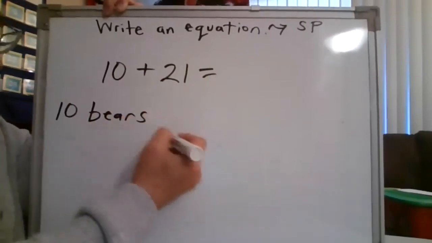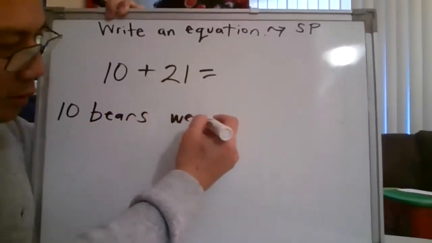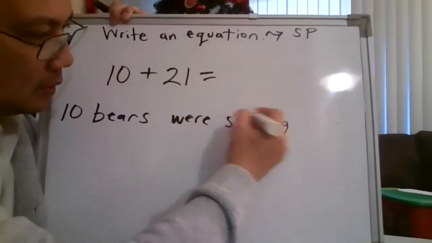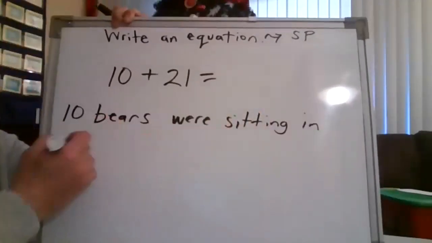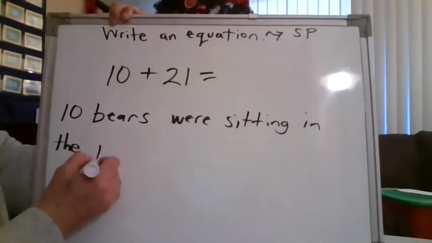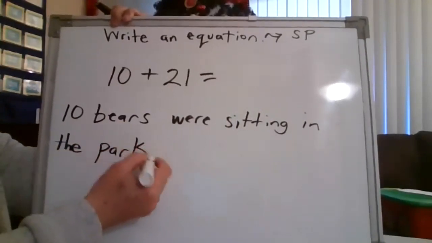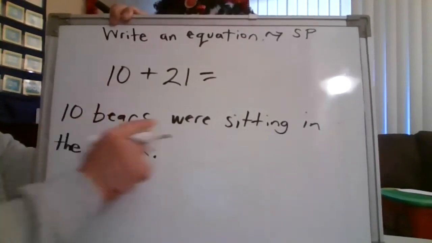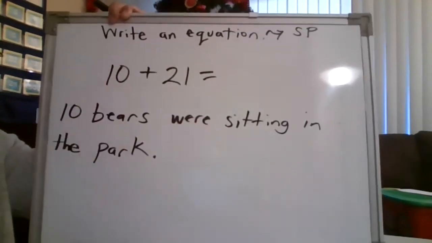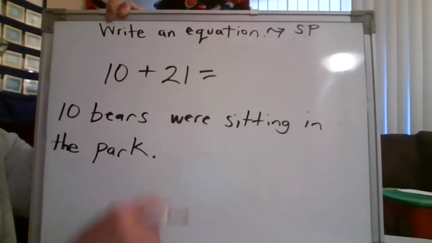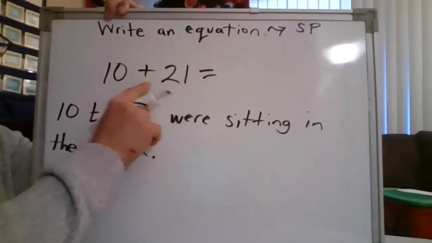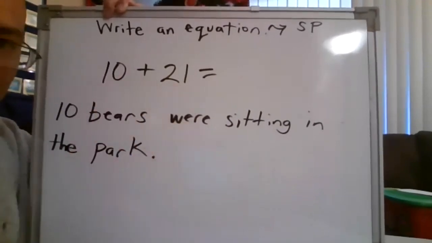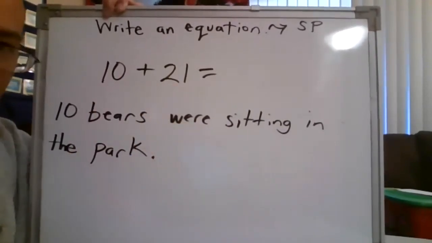10 bears were sitting in the park. Now here, I am showing that I am adding. I'm adding 21 bears.